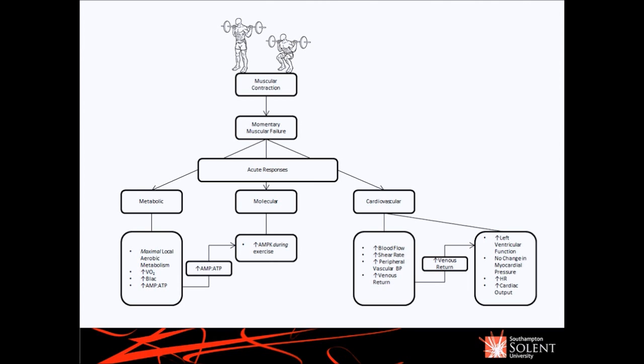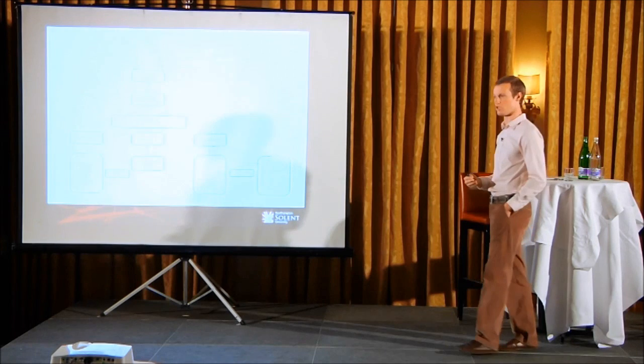So we broke down what was happening at the muscular level, i.e. the metabolic and the molecular components, and the cardiovascular components, which were the vascular and the myocardial, or the heart responses. So the first thing we started to look at was, what is the oxygen cost of resistance training to momentary muscular failure? So traditional recommendations are, if an exercise is going to improve your cardiovascular fitness, you need to achieve a certain percentage of your VO2 max during it.